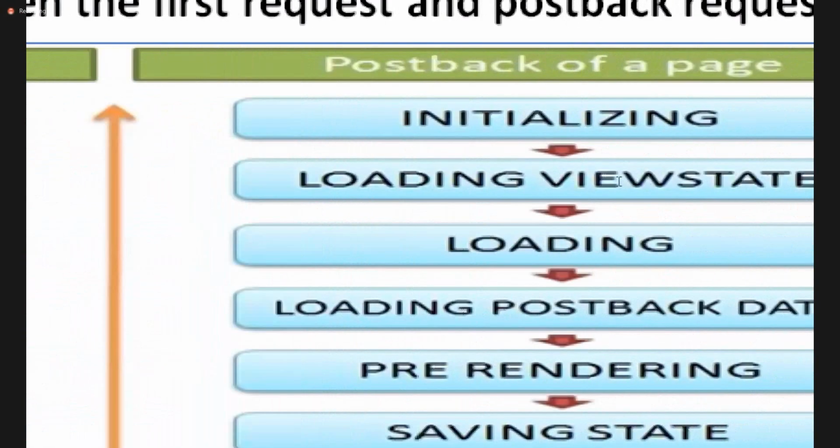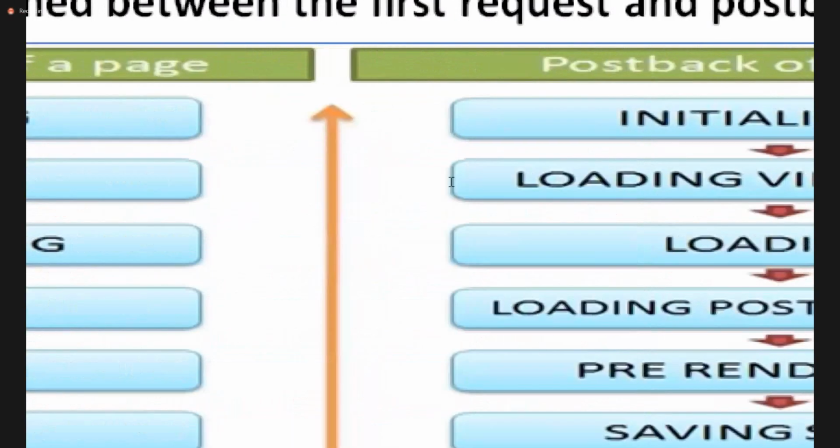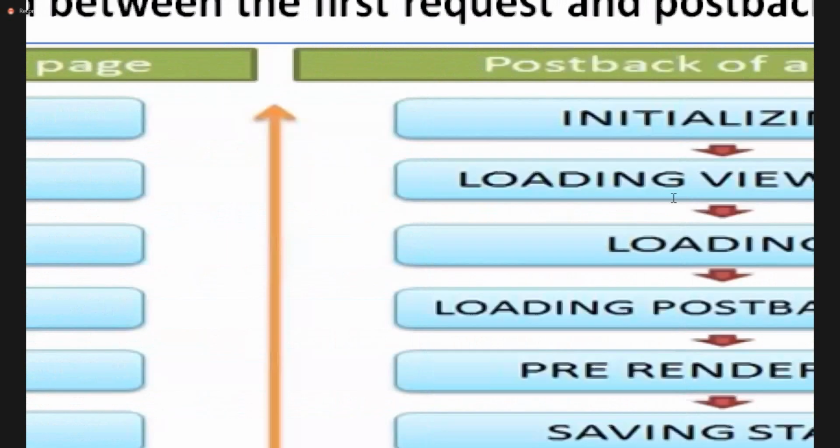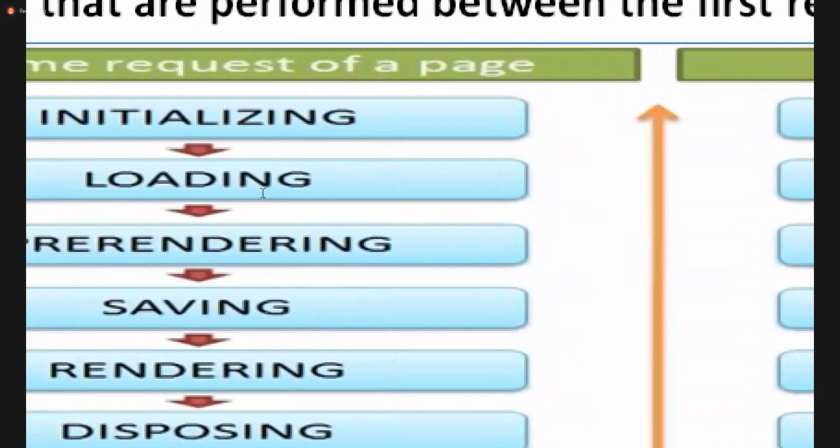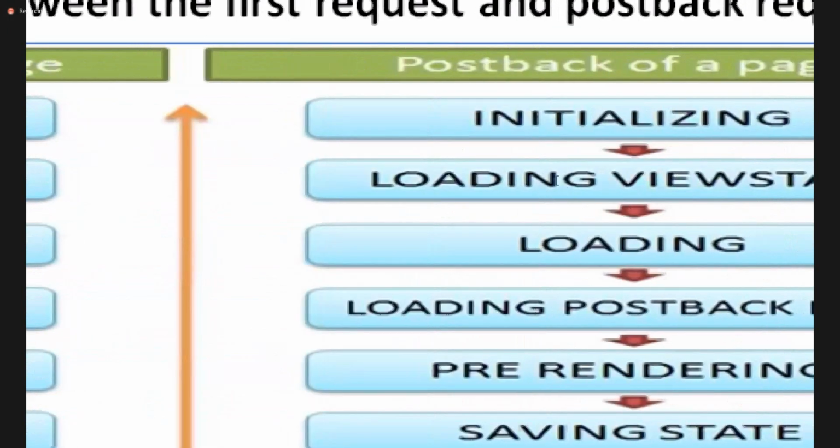Initializing. See here, initializing is the same here also. Then loading the view state. In the first time, loading view state won't be there. Why? First time view state values won't be there. View state values will come into action only from the next request. So here we go directly to loading. Before loading, we have loading view state.